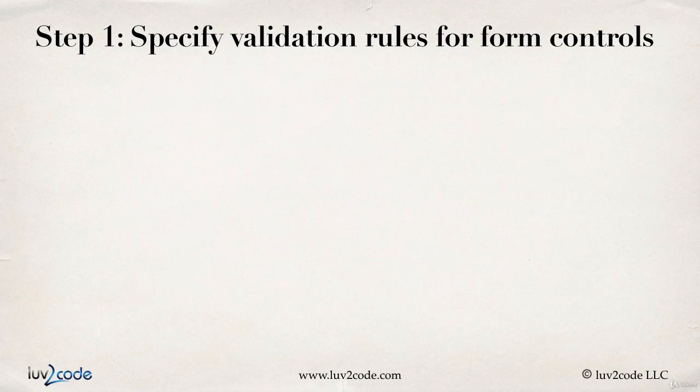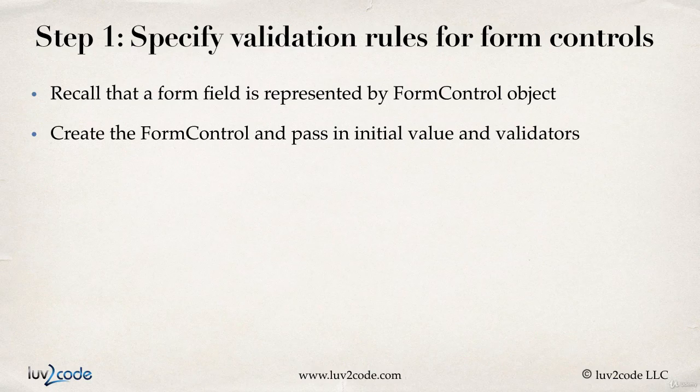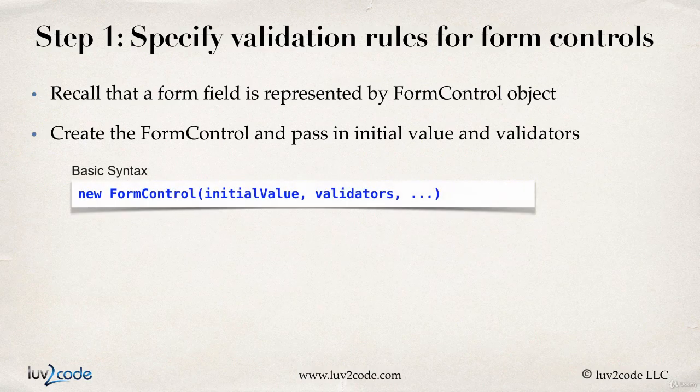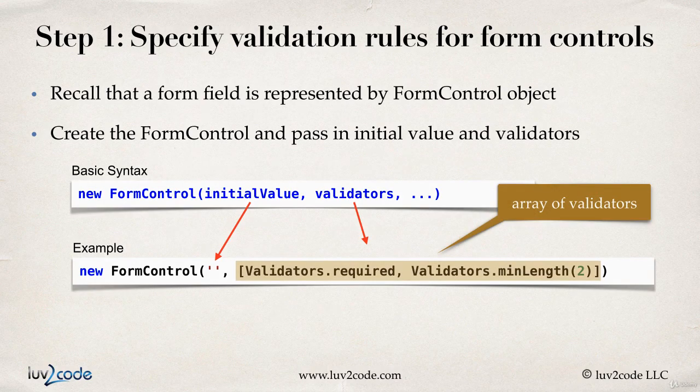Alrighty, starting with step 1 of specifying the validation rules for form controls, recall that a form field is represented by the form control object. So we create the form control and pass in the initial value and validators. Here's the basic syntax: new FormControl, initial value, and validators. As an example, new FormControl, we pass in the initial value of an empty string. Then we pass in the validators, an array of validators here. If you only had one validator, you simply pass in a single item itself. If you have multiple, you make use of an array. In this example, we're saying that this given field is required, and then the minimum length is 2.